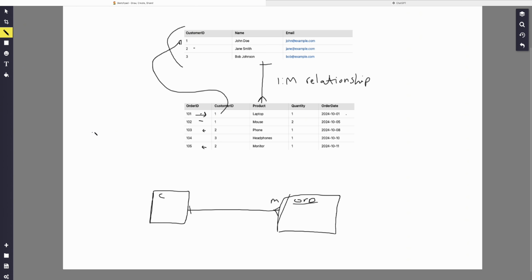Okay. Now there's no crossover here. There's no issues here. We can clearly see that each record in this order table is crystal clear. It's saying that, if we look up order 104, we can see that that belongs to customer 3, which is Bob Johnson. Here's his email. Here's what he's ordered. And this is the quantity and this is the date he ordered. So that's the one-to-many relationship. Okay. So now what we'll do is we'll talk about a one-to-one relationship.